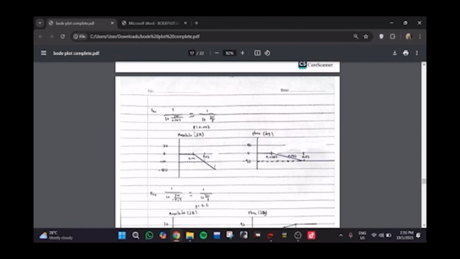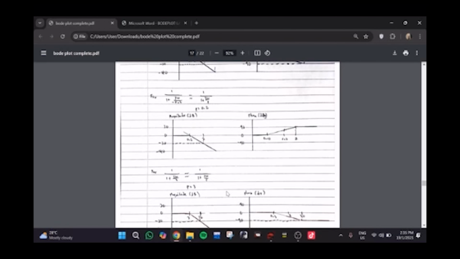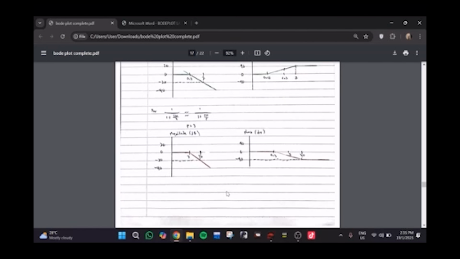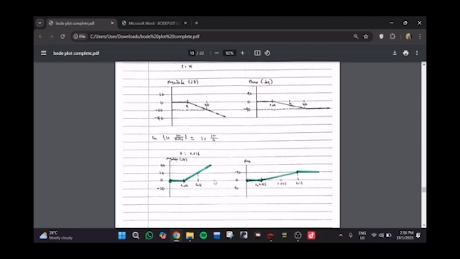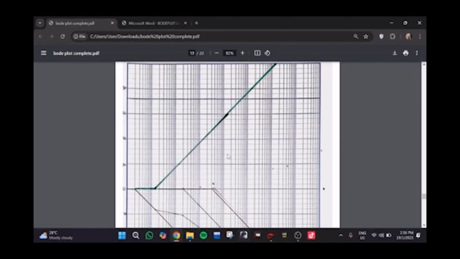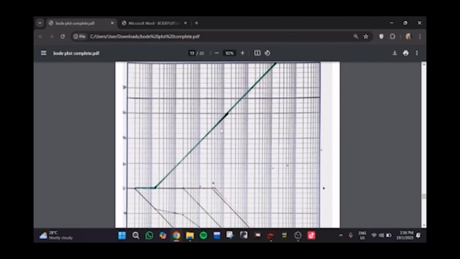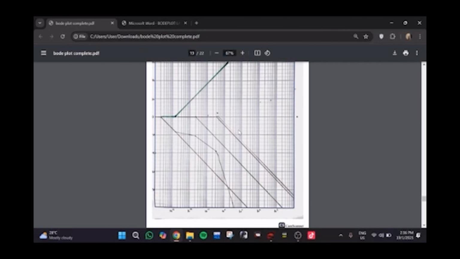So this one, if P equals 0.002, is the magnitude and phase diagram. Same, we use the same approach for all of them, until the last one. Okay, so you can get Z equal 0.018. So the graph looks like this. Okay, so we combine all the graphs, and here we get the combined result.